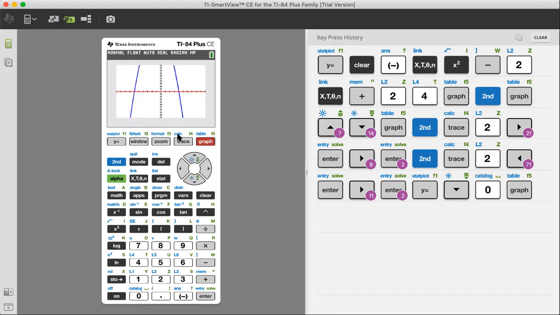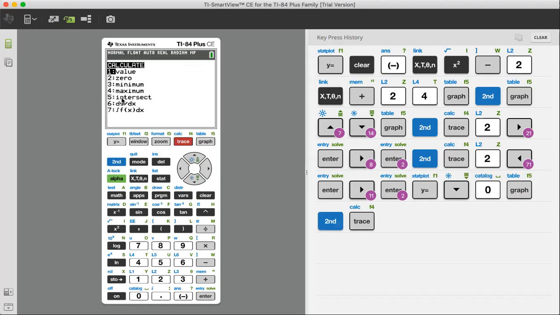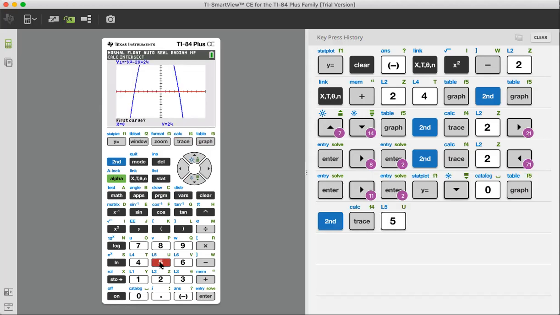We're gonna go back to our calc menu, so second trace, but this time we're gonna find the intersection. So we're gonna do option number 5, intersect, number 5. And I want you to press enter 3 times. Don't even read these questions. Just listen to my directions. We're gonna press enter, 1, 2, 3. And guess what it gives us? It gives us the intersection, which is when y is 0 and x is 4. It gives us the 0.